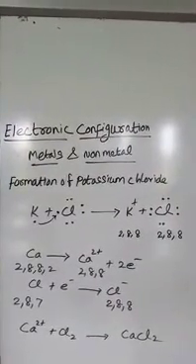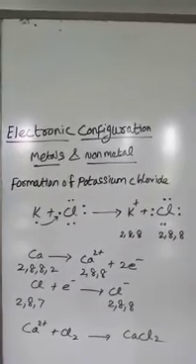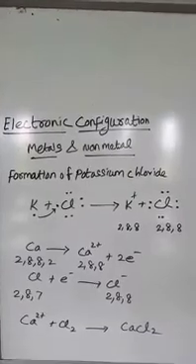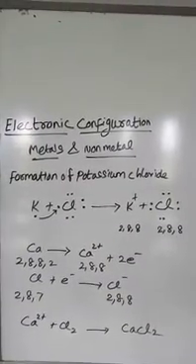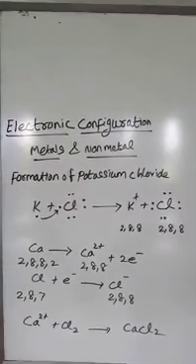Yes, right. How will you differentiate? 2, 8, 7. So totally chlorine has atomic number 17. Nice. Now, how will you combine the potassium and chlorine?